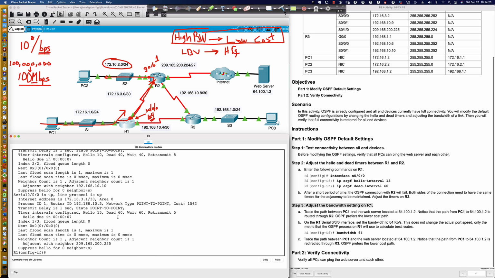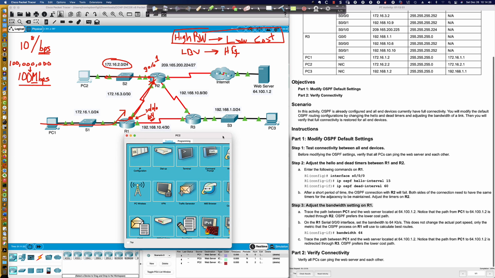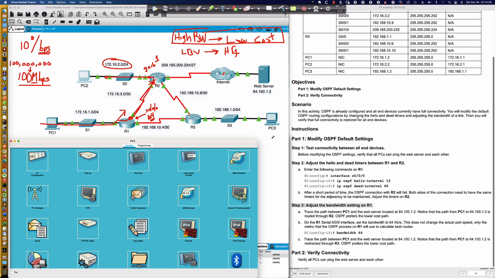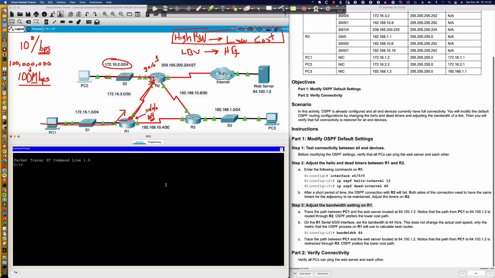For right now, what if I'm on PC2 and I want to go from PC2 to PC1? How is that traffic going to return to me? Let's say trace route to PC1, which is 172.16.1.2. All right, so I'm going to go to the 172.16.2.1 and then the 192.168.10.5 and then the 172.16.1.2. And so am I transiting this link over here? No, it's only 3 hops what I'm doing here.